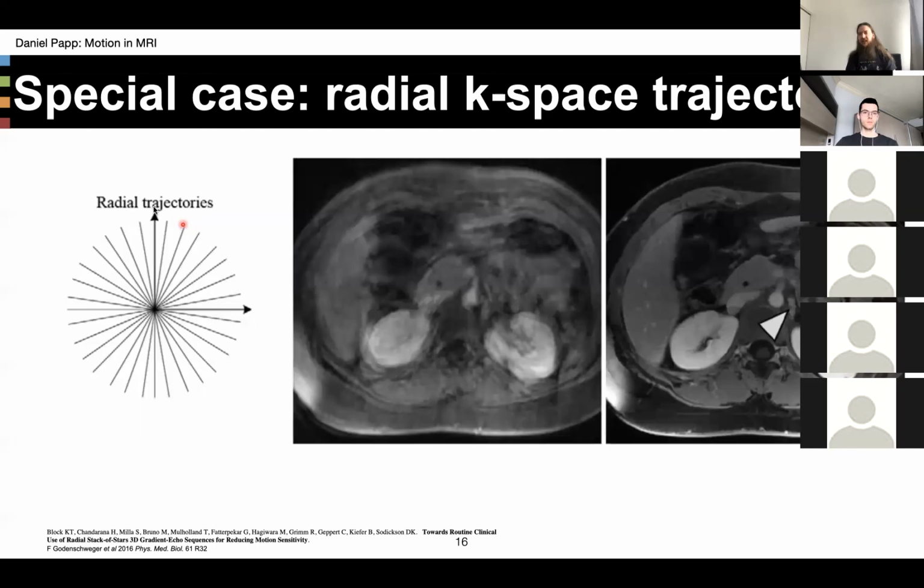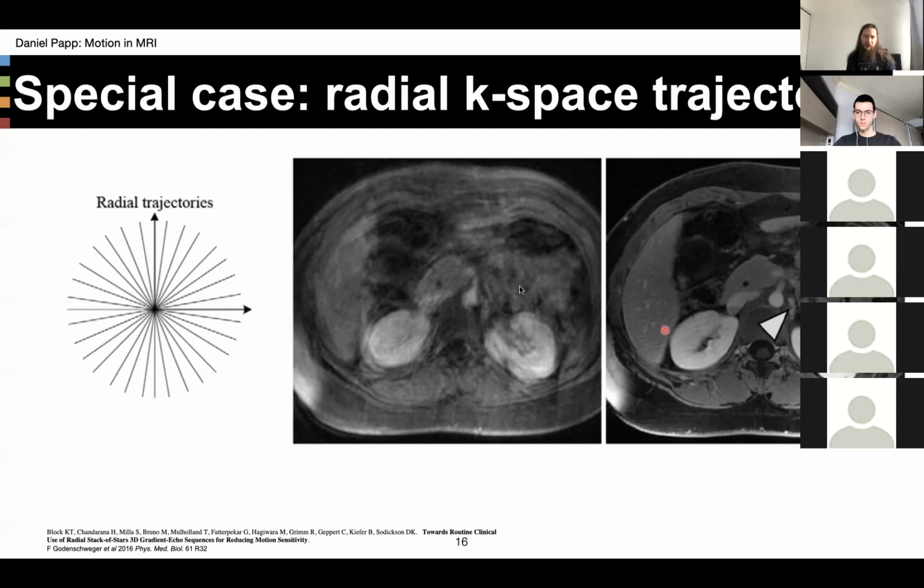And what's usually said is that they are less motion sensitive. What that means in effect is that the motion artifacts look less coherent. Like here, this is an abdominal scan very much affected by breathing, in this direction. This has been chosen as a phase encoding direction, and it looks unusable. If you have the same effect, but you acquire the data in a radial fashion, then it looks much sharper.